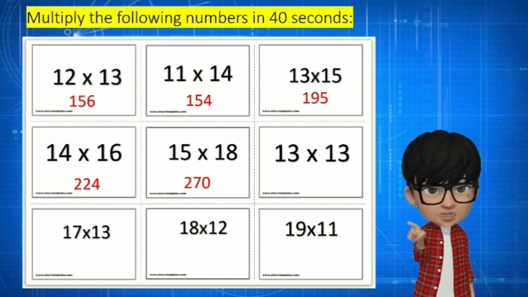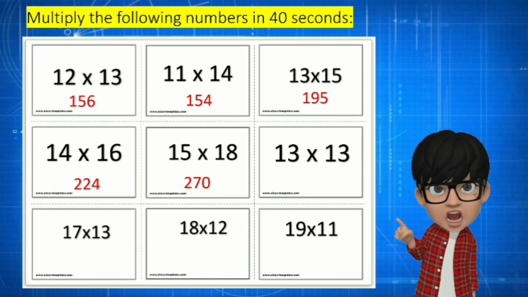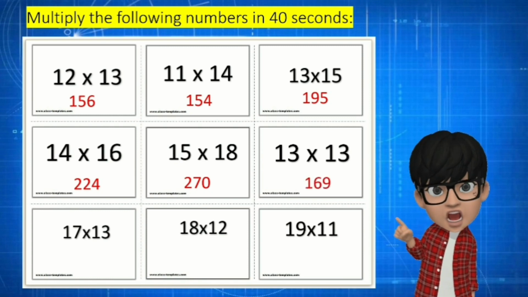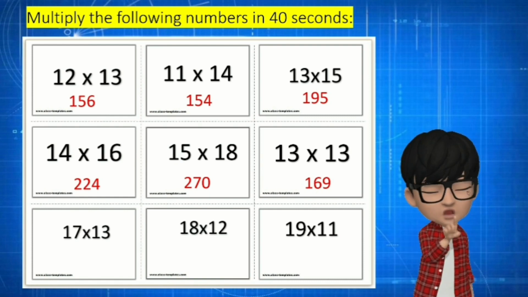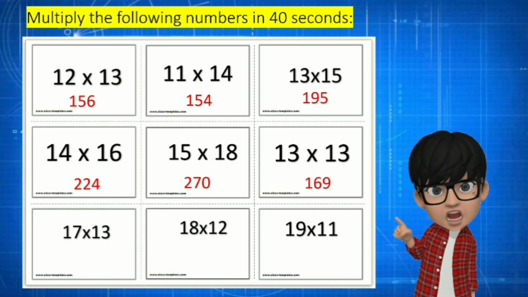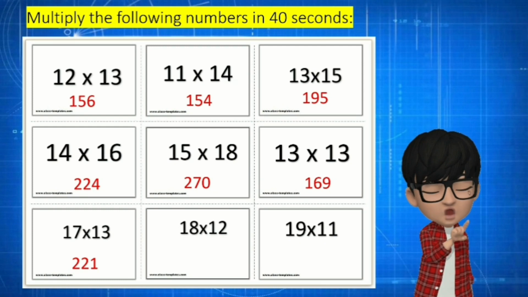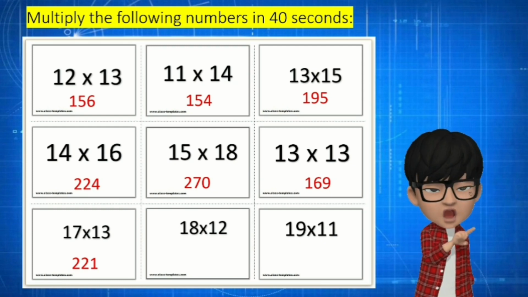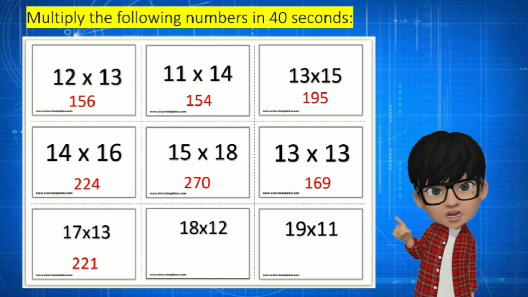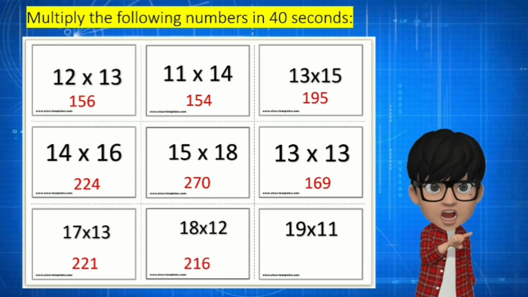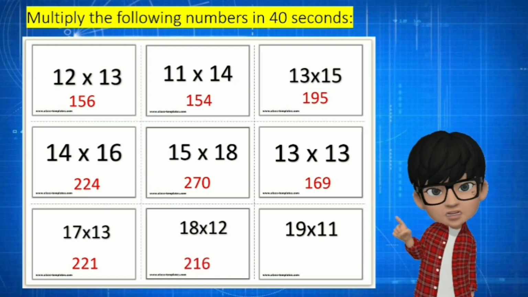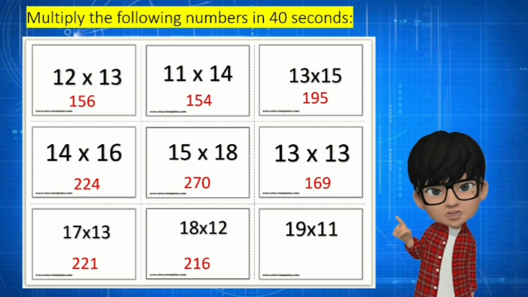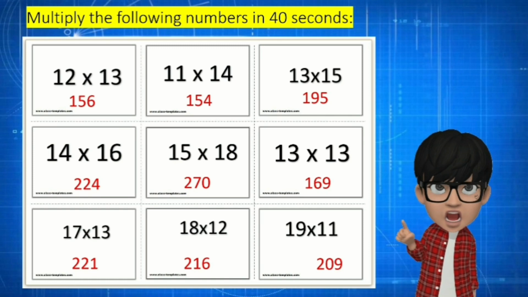Question number 6. We have 13 times 13. The answer is 169. Next, number 7. We have 17 times 13. The product is 221. And for question number 8, 18 times 12. The product is 216. And for our last question, question number 9, 19 times 11. The product is 209.